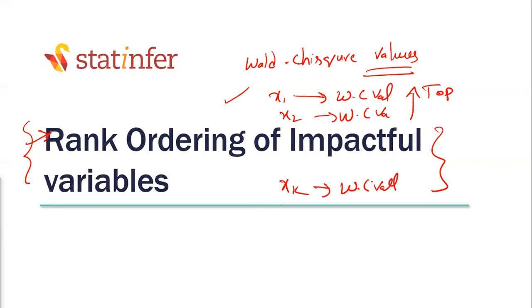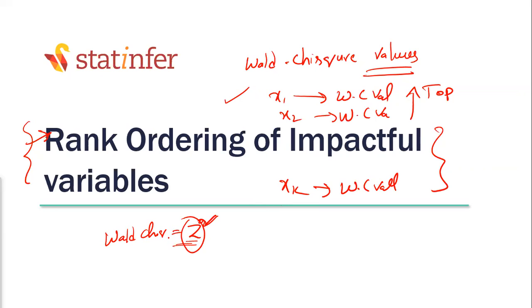And the Wald chi-square value is not given in your output. So we have to look at the formula of Wald chi-square value. It is simply z square. Wald chi-square value for a variable is z square. Z values are given in your output. So based on that, you can tell me.